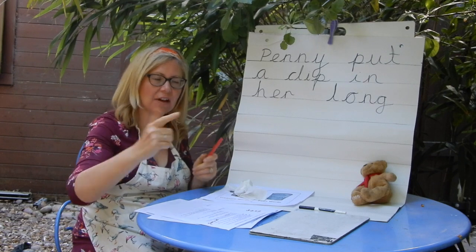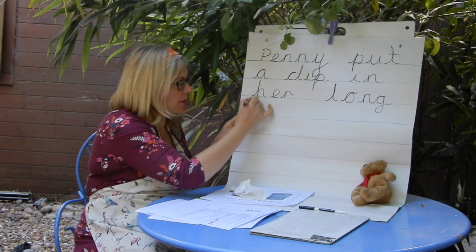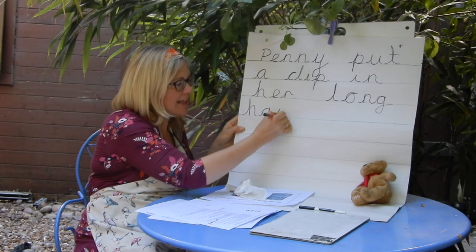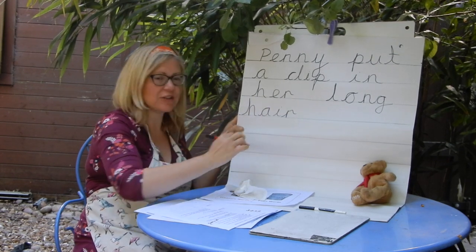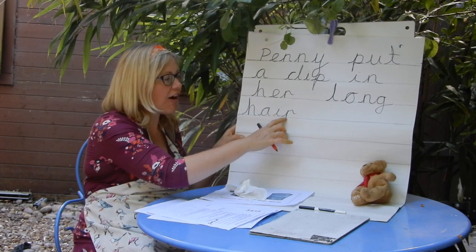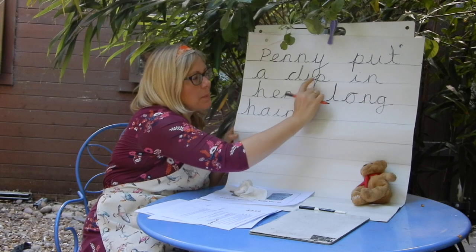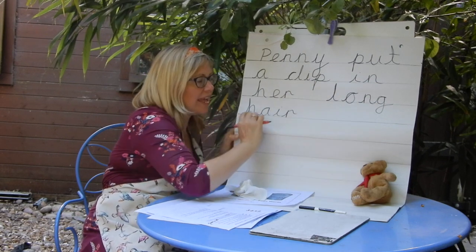Air. Two sounds. One of them is a trigraph. And then the air trigraph is an a, i, r. If we're using the letter names, A, I, R. So we've got hair. Penny put a clip in her long hair.